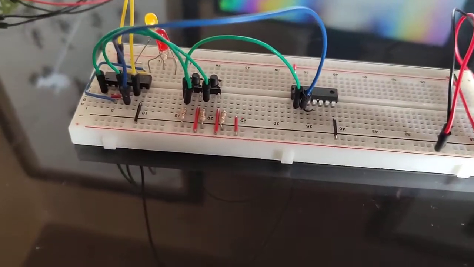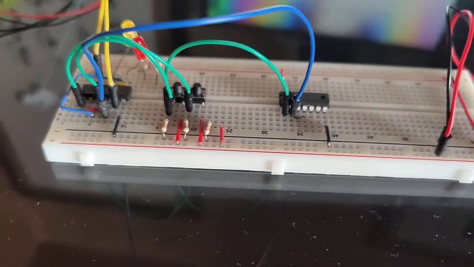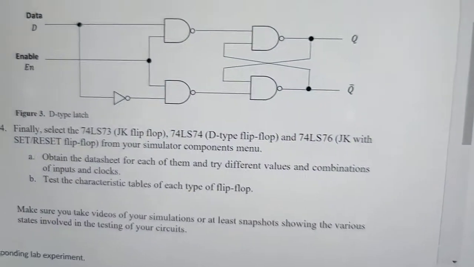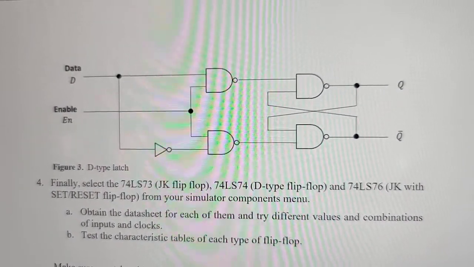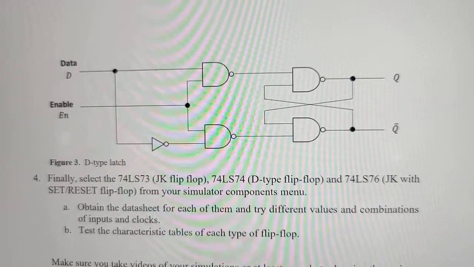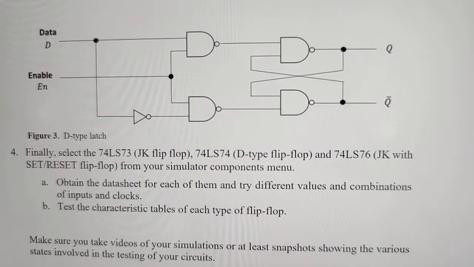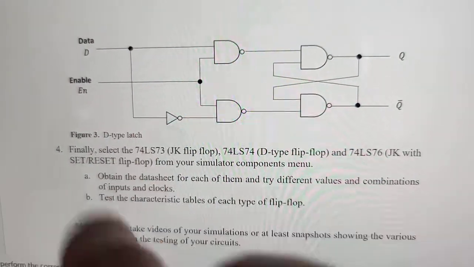So in the third experiment, or third exercise, of lab number 8, we had to do the latch, which is this diagram over here, in which, as you can see, we only have two inputs: data, D, and enable. And D is separated into two. We have D negative and D.